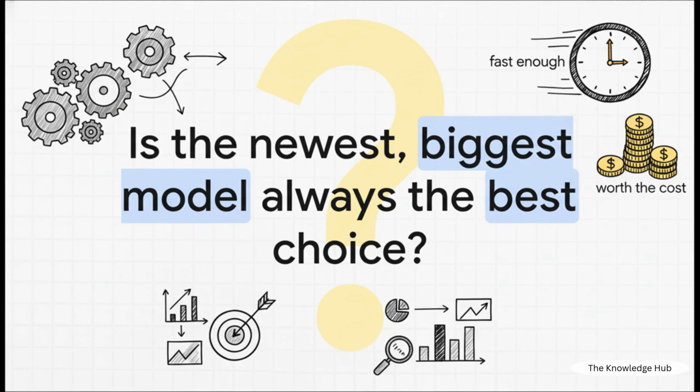So you've got your prompts dialed in, but which model are you going to send them to? It's so tempting to just default to the newest, biggest, shiniest model out there. But hold on a second. Is that massive, expensive model really the best tool for your job? Is it fast enough? Is it even worth the cost? You have no idea unless you actually test it.